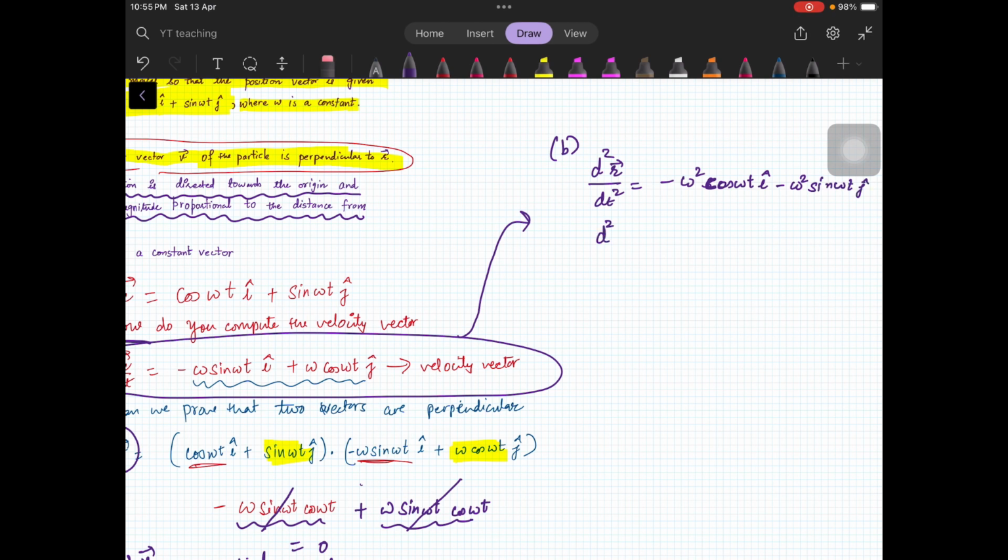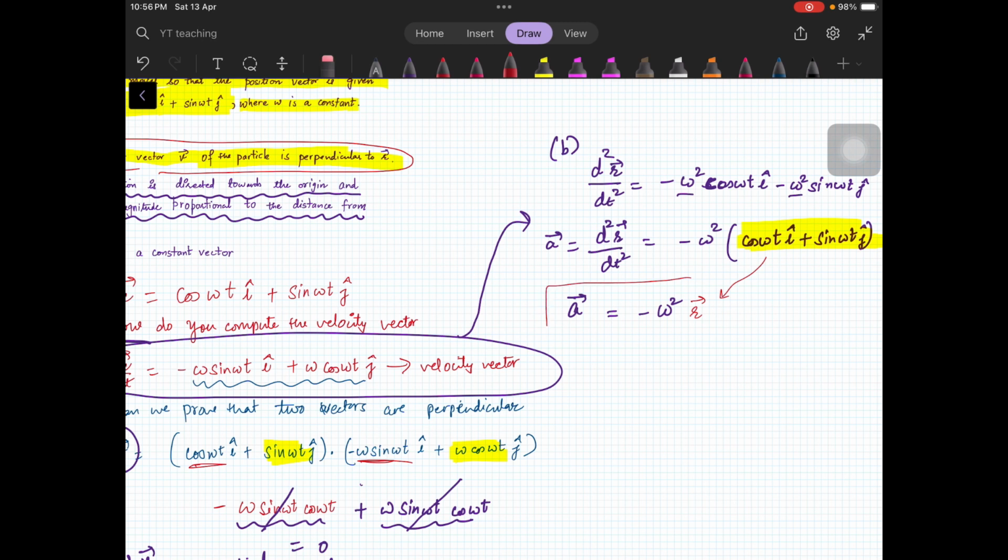That means the acceleration vector, let us call it a vector, is going to be minus omega square common, so you have cos of omega t i cap plus sine of omega t j cap. Now if you look at this, what is this? This is nothing but the r vector. So we get that a vector equals minus omega square r vector.